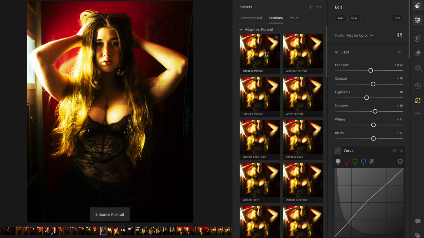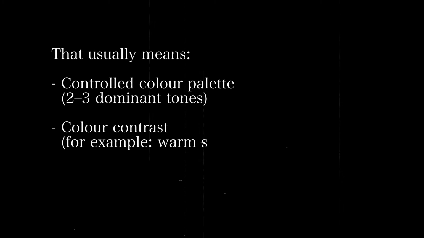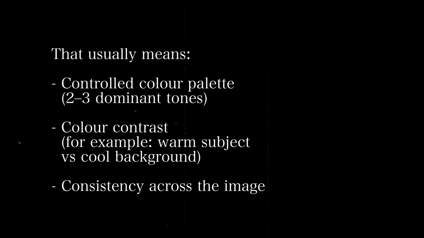Color grading isn't about applying a trendy look. It's about making deliberate choices that support the image. A common mistake is copying cinematic styles without understanding why they work. This often leads to colors that look forced or disconnected from the scene. Instead, good color grading starts with control. That usually means controlled color palettes, controlled contrast, and consistency across the image.